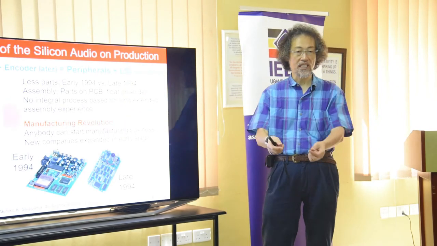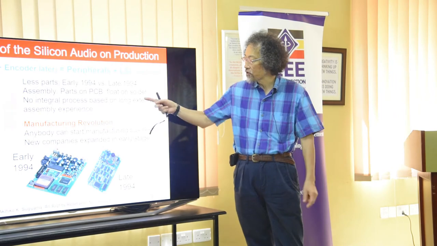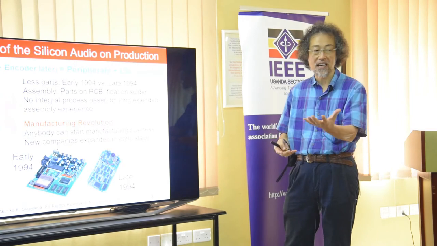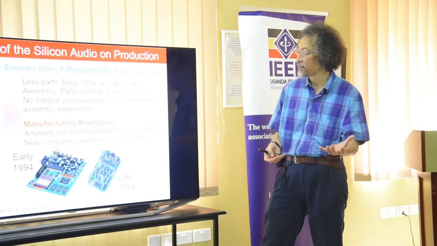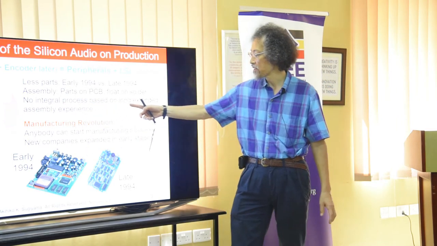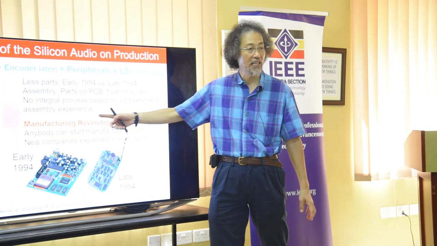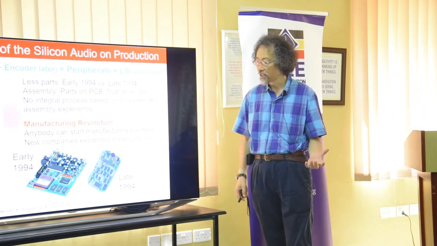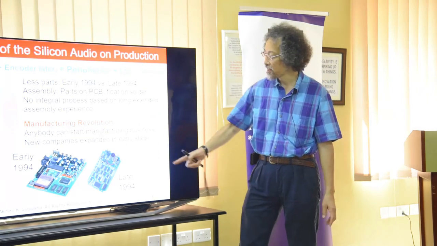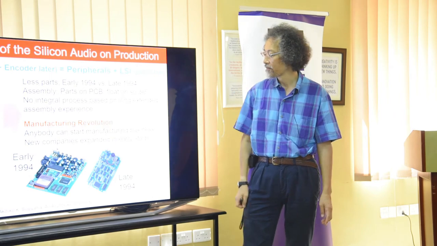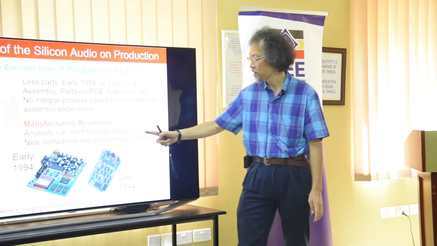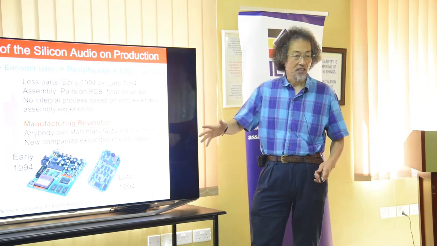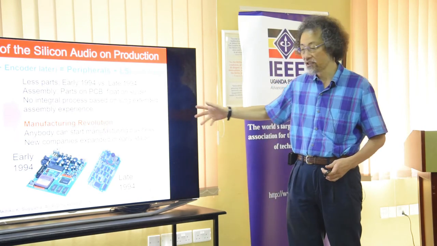And then what you do is to float it on the solder so that it is automatically wired on the other side of the PCB board. There is no integral process based on long and extended assembly experience needed. That means anybody can enter the manufacturing business. So that is a manufacturing revolution. Okay? Anybody can start a manufacturing business by simply purchasing a small number of discrete components.